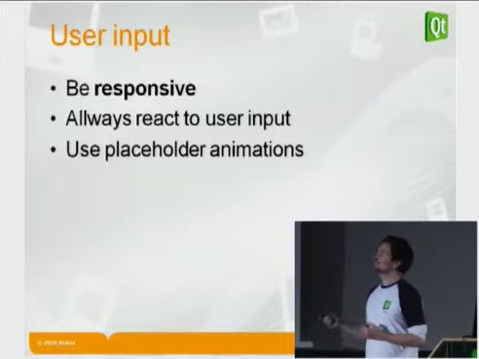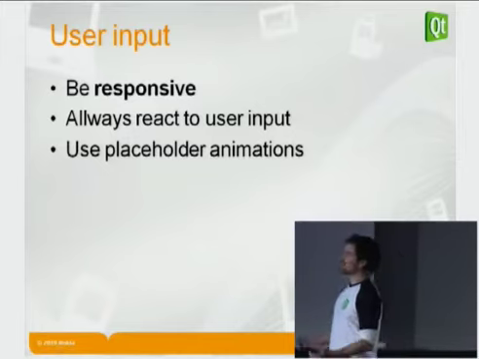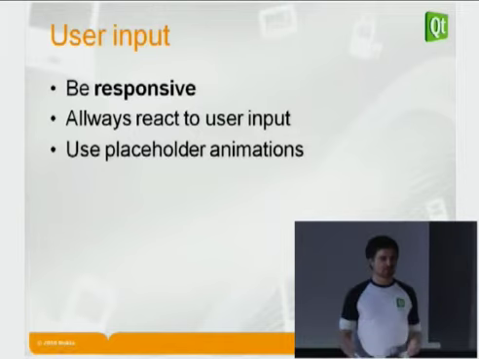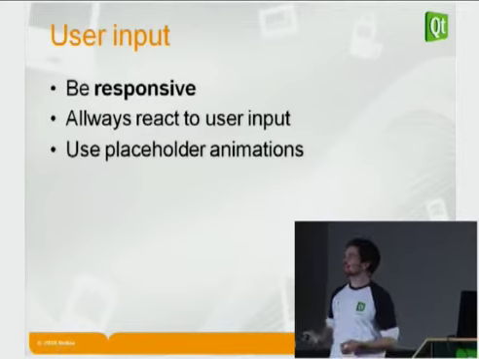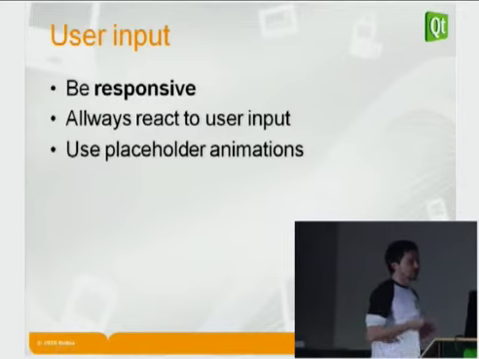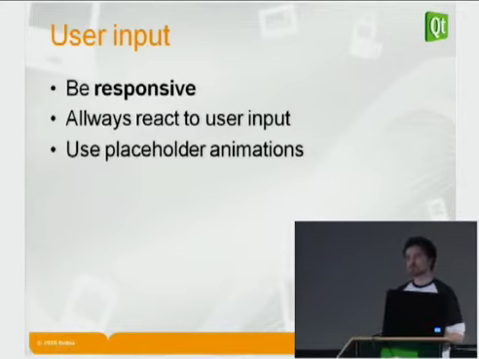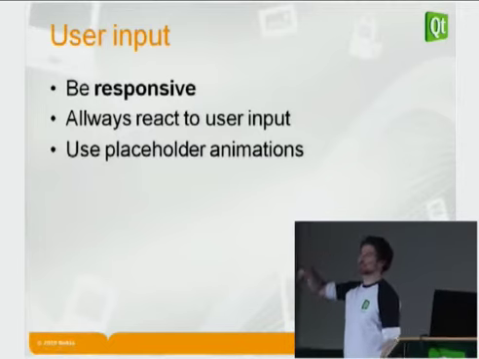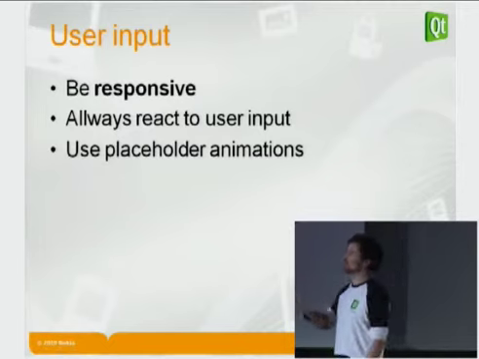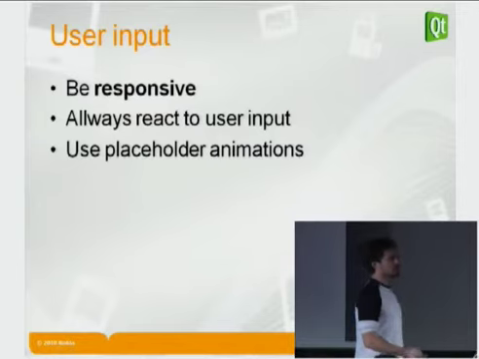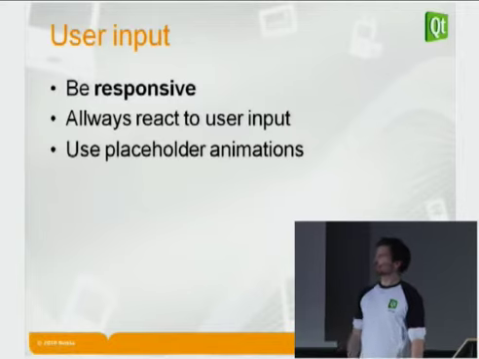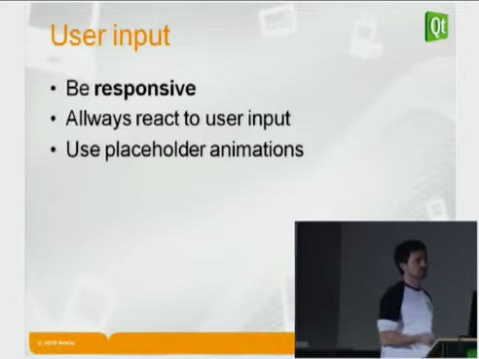So always react to the user input. It's more important that the user knows that something is going on than that you manage to complete whatever operation it is immediately. And if you're doing something time-consuming, please use placeholder animations. For instance, when you download an image, you want to see that little spinning thing hovering until the image shows up. So always be responsive, always react to input, use haptics, show the button as pressed, and then do the time-consuming operation.